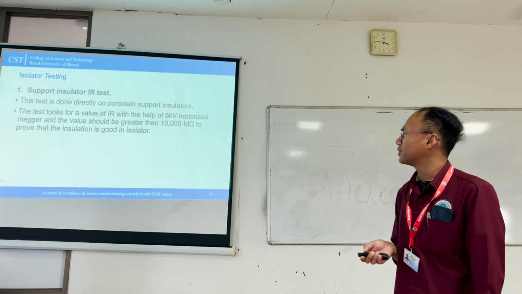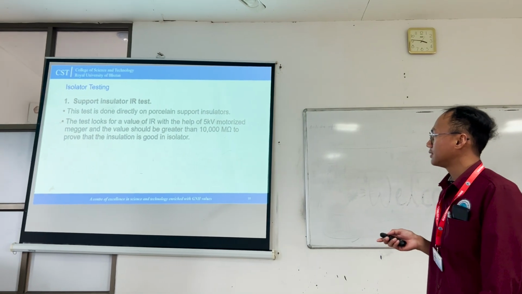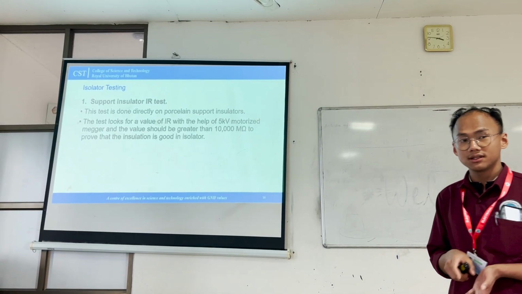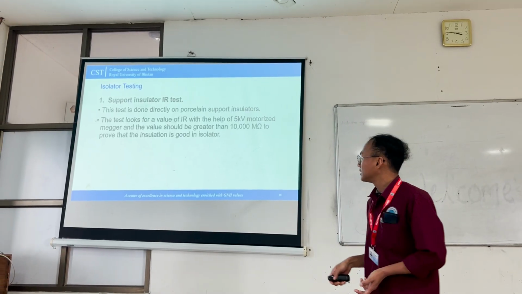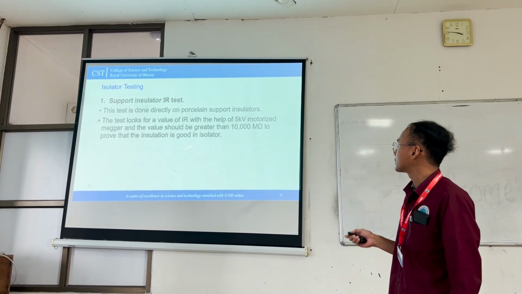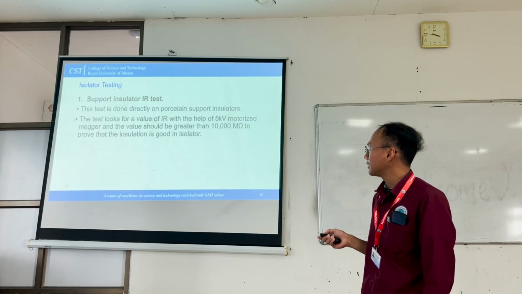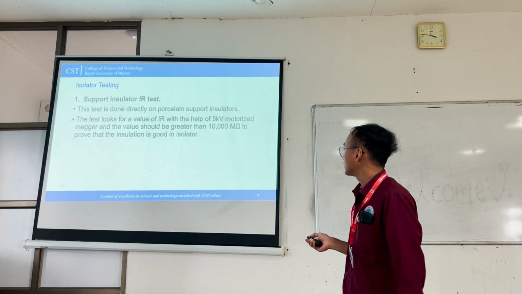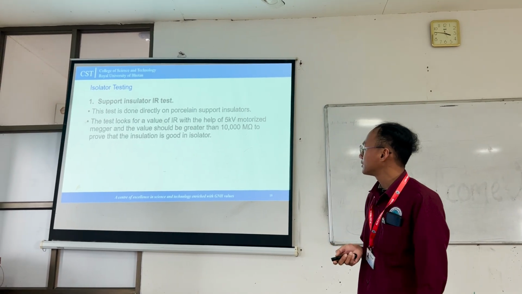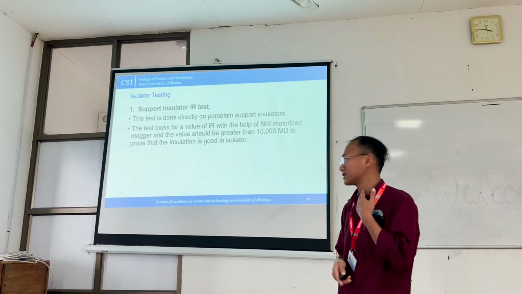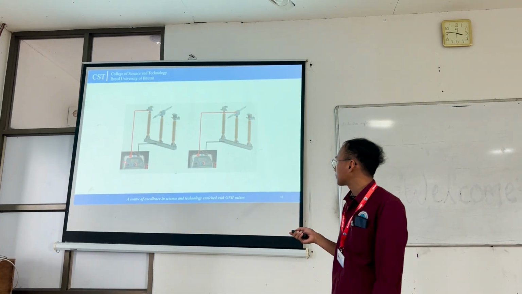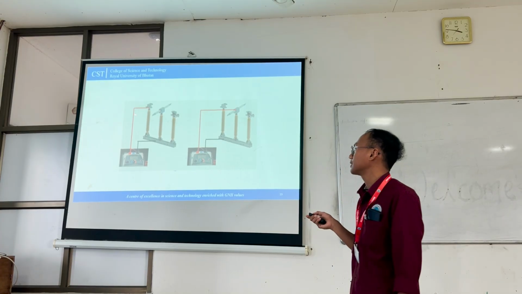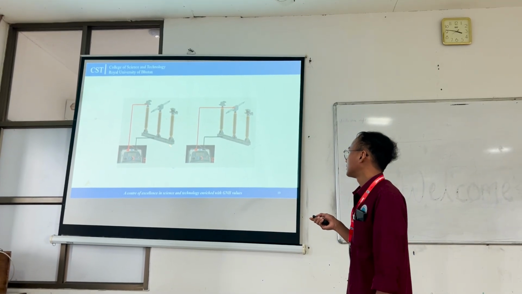Now, coming on to isolator testing. First one, it is a support insulator IR test. This test is directly done on the porcelain part of the insulator. For this, we use a 5 kV motorized megger, and through this, the IR value measured should be greater than 10,000 megaohms to prove that the insulation is good for the isolator. Now, you can see here that the megger is used. One terminal is connected directly to the porcelain and one to the metal surface.